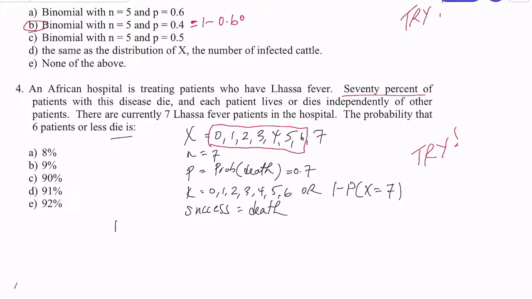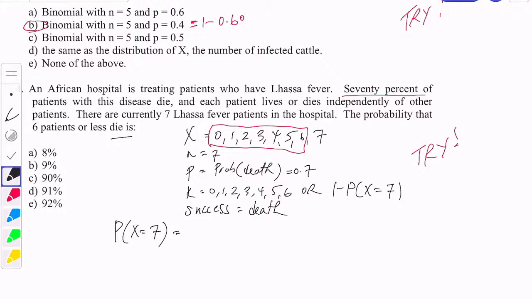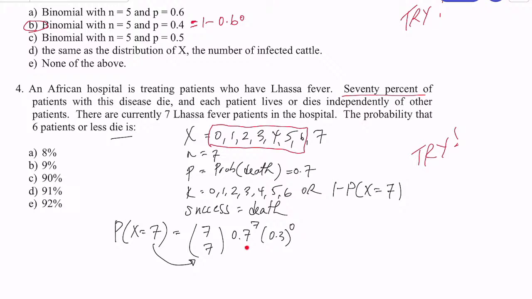So finding the probability X equals 7 is N, which is 7, choose 7, because that's the K. And then the probability is 0.7, lots of sevens in this problem, to the 7, and that's success. Failure is 0.3, and no failures. Okay, so let's review. This is success, this is failure, this is the number of successes, this is the number of failures. If it's 7 successes, that's what you get.